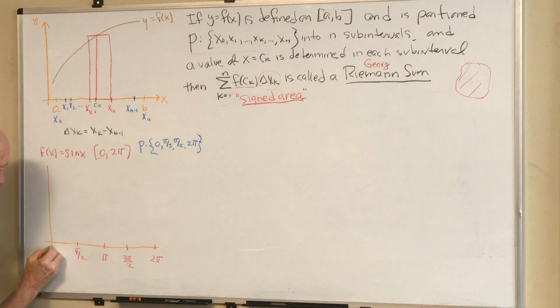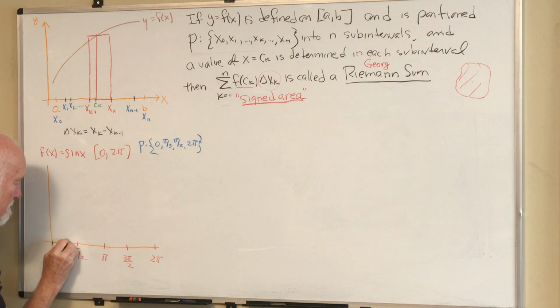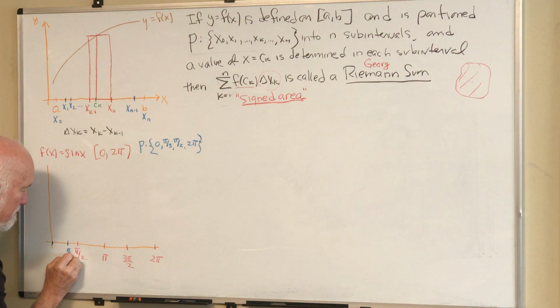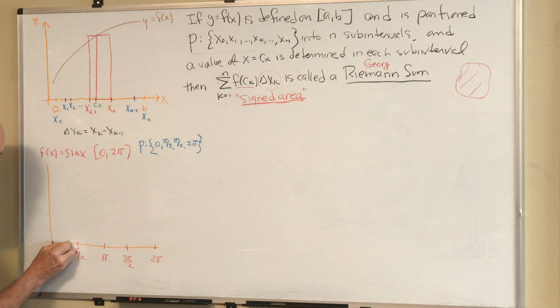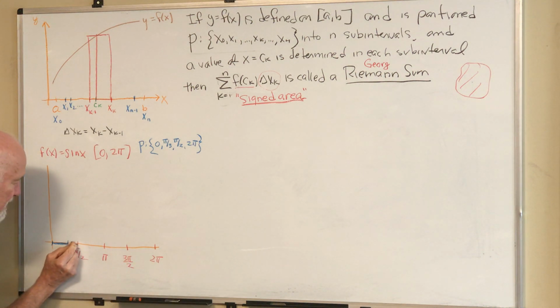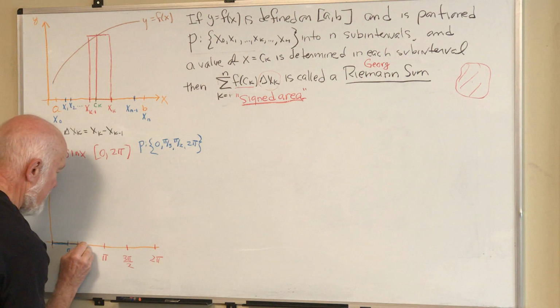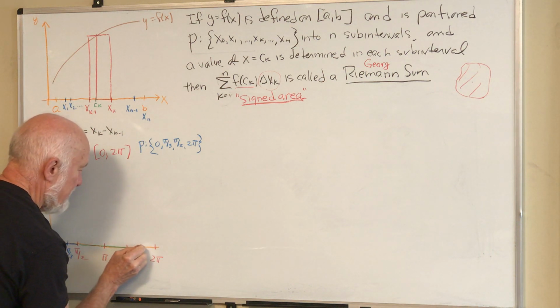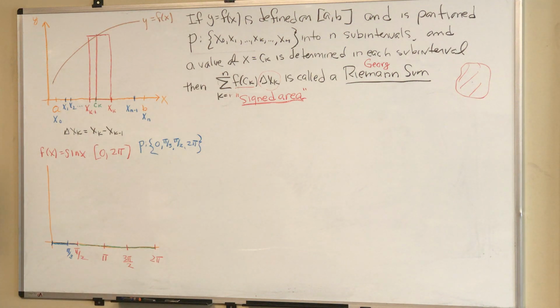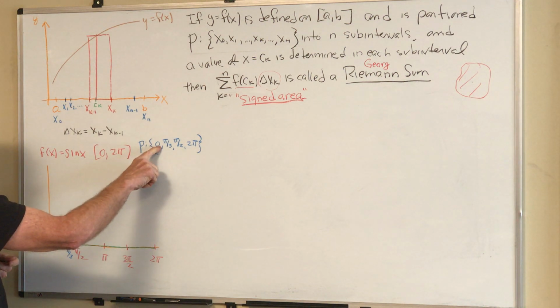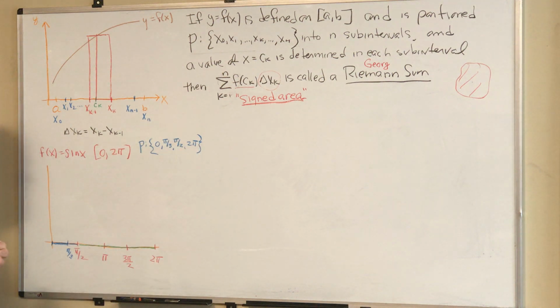So we're starting here at 0, and then we're going to pi over 3, and then to pi over 2. So here's my first width, here's my second width, and then I'm going all the way to 2 pi. So that last width is going all the way to 2 pi. And how many rectangles are we going to have? We're going to have 1, 2, 3 rectangles.